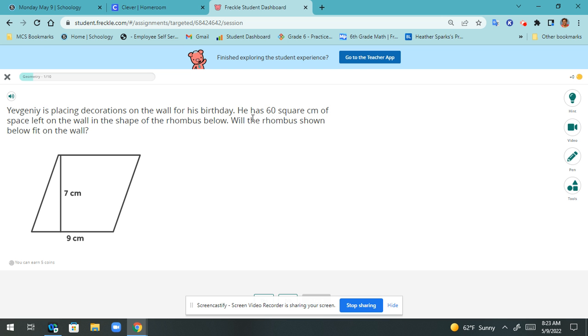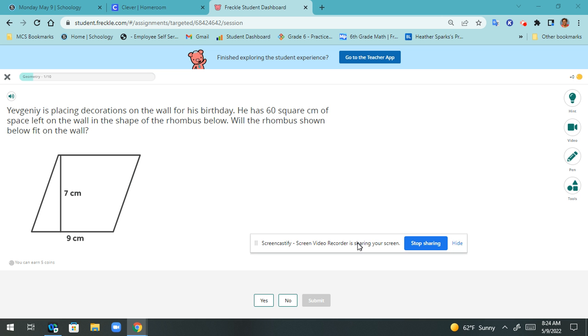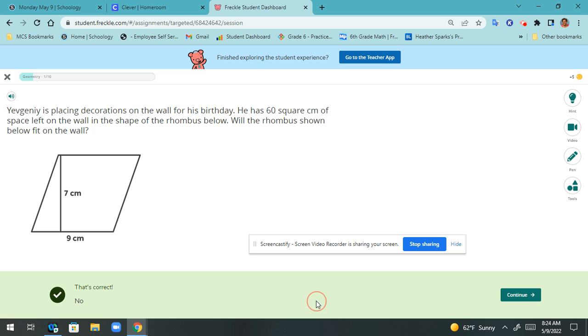It's asking, he said he has 60 square centimeters of space left on the wall in the shape of, well, this is a rhombus, the shape of the rhombus below. Will the rhombus shown below fit on the wall? So you would have to calculate the area of this rhombus, which would be 9 times 7, which is 63. But he only has 60 square centimeters. So no, he would not have enough space on the wall to put that rhombus. Okay.